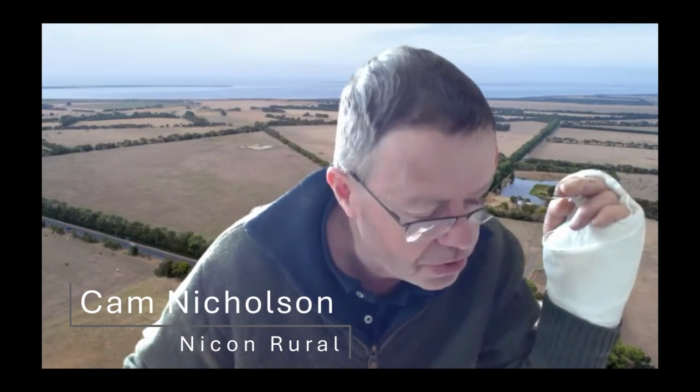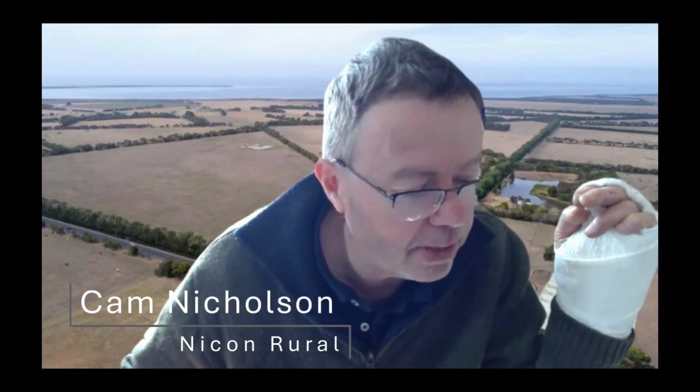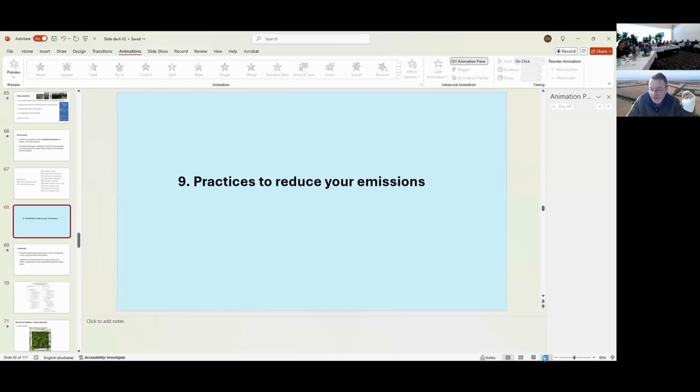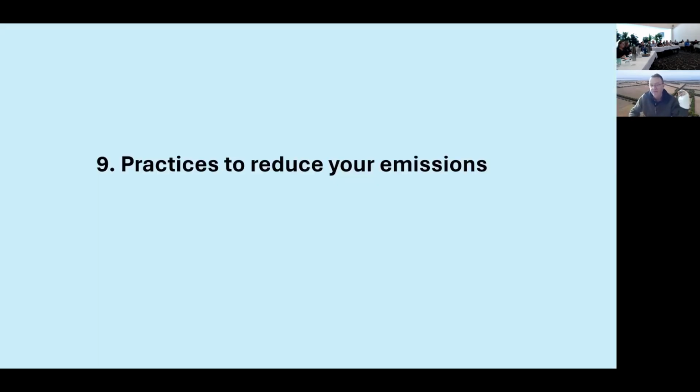I'll now go to what is section 9 in your notes, in the explanatory notes, called Practices to Reduce Your Emissions. So if we just recap where we've come from, we've got to the point so far of just thinking about emissions, the environment, I suppose, we're trying to operate in, and understanding those emissions.